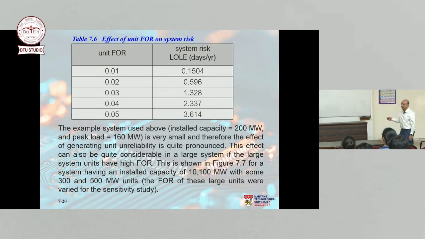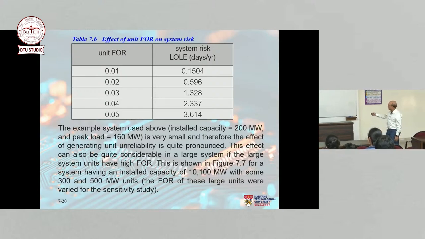I also show you a very large system result, which of course you can only simulate using a computer. So this system has a capacity of 10,100 megawatt. What's the capacity of the system that we studied here? 200 megawatt. 10,100 megawatt, right? This is a fairly large system, and it has some 300 and 500 megawatt units.